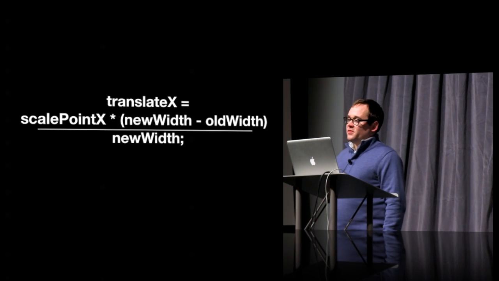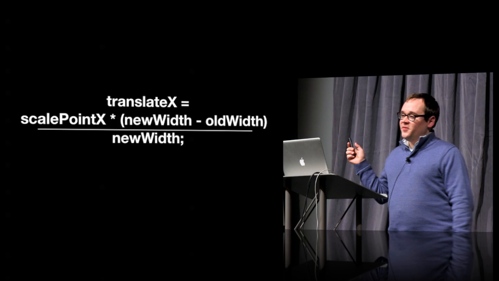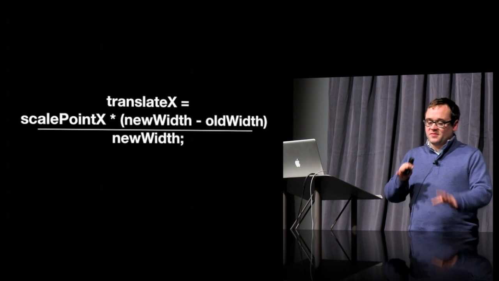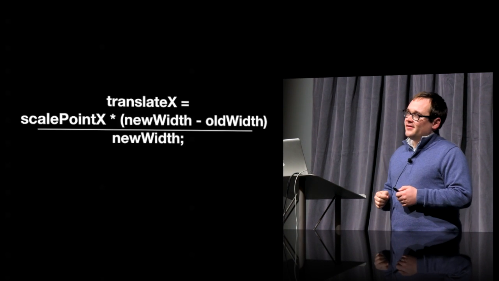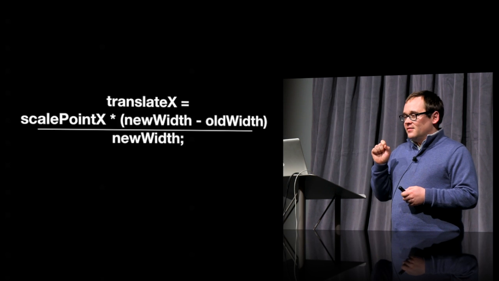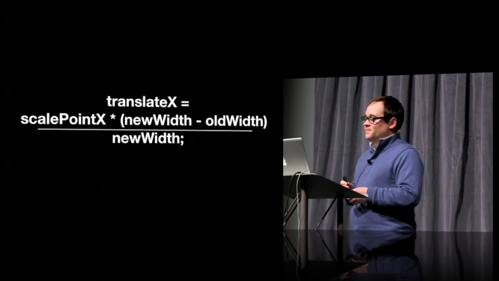You need to set the transform origin to the top left. Here's your magic formula. This gives you the number you want. It took me a long time to figure this out. There's a lot of people who try and explain the math. I found that you probably don't need to understand it. You just need to use it.